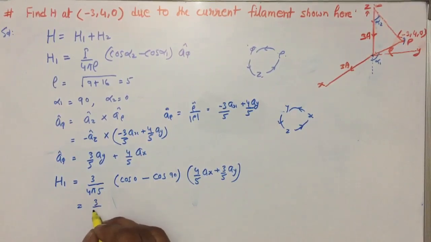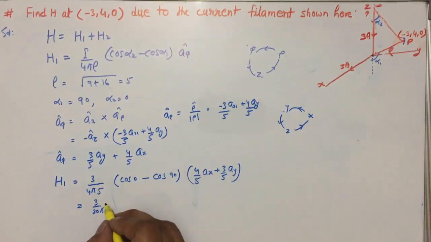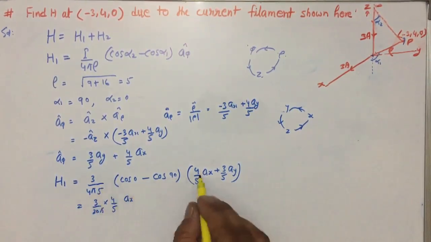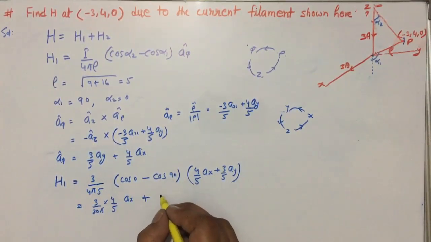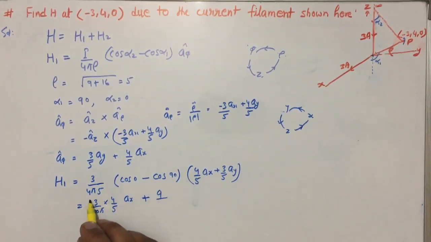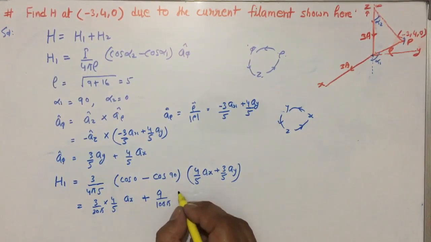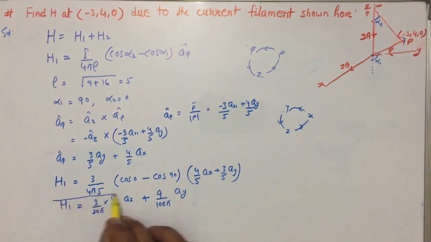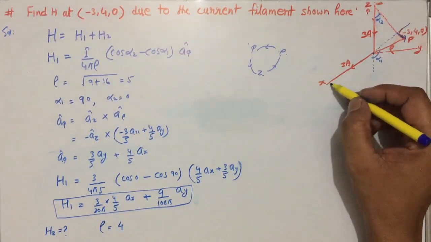So that we can find 1 by 4 pi, 4 by 5 into 4 by 5 ax, and if it is multiplied with this, it will give plus 9 by 100 pi ay. So this is H1. This is complete H1. Now try to find H2, and alpha 2 will be from here.